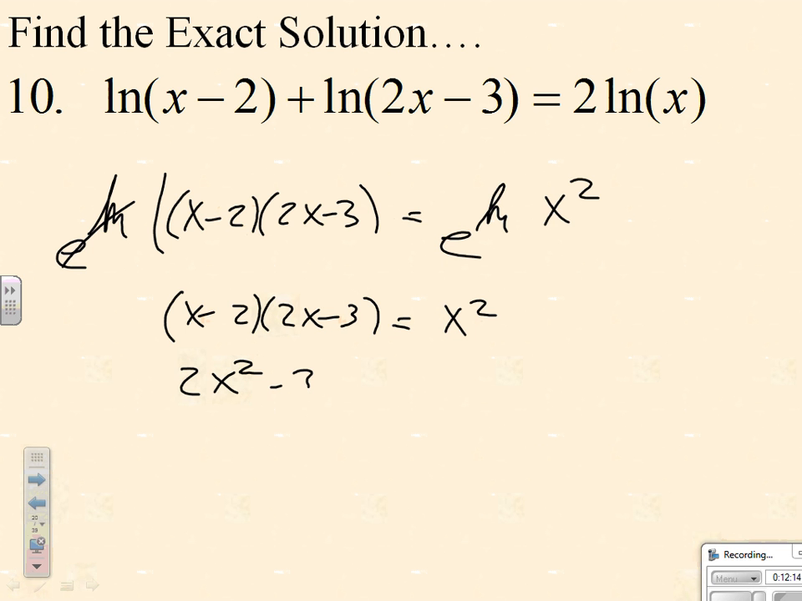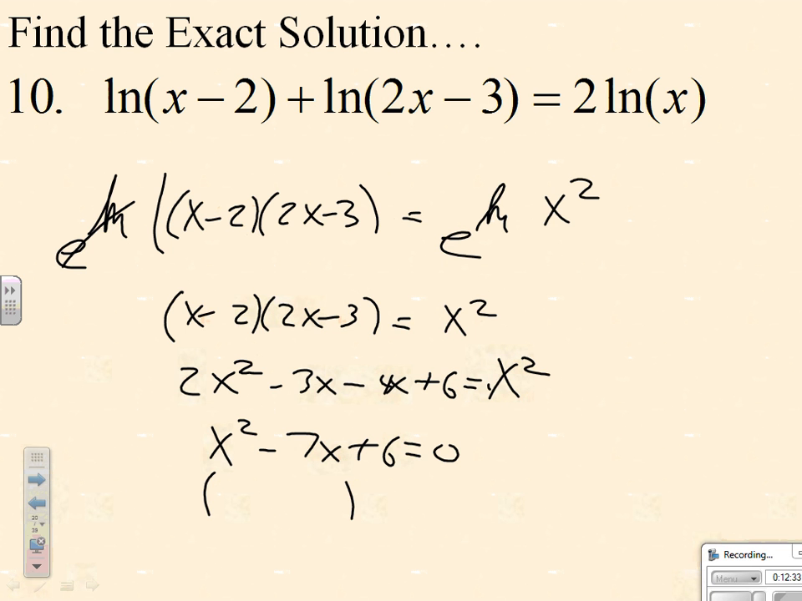2x squared minus 3x minus 4x plus 6 is equal to x squared. Move that over, I get x squared minus 7x plus 6 is equal to 0. Again, I still think we're working on algebra 1. x minus 6 and minus 1. So how about x equals 6 or x equals 1? Not bad at all. Except one of those two answers is wrong.